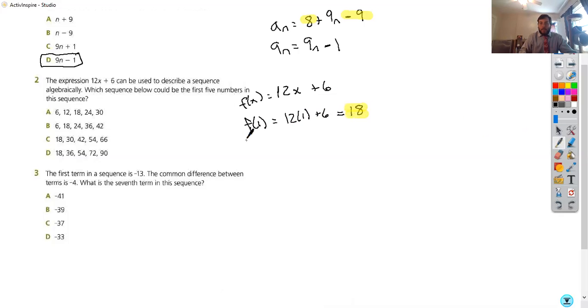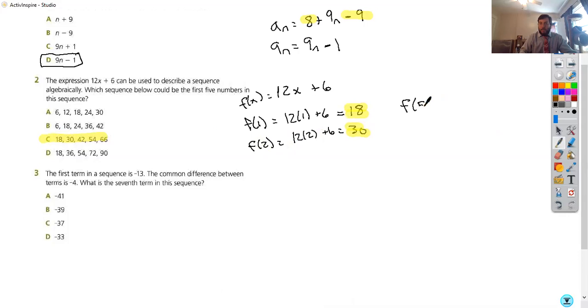Now, if we want to find the second term, we take that same formula and we substitute in 2. So f of 2 equals 12 times 2 plus 6. 12 times 2 is 24. 24 plus 6 is 30. So our second term is 30. So right away, we can see that our answer is going to be choice C here, right? Because that's the only one that starts with 18 and then 30. But let's pick just another one in here. Let's go for the 5th term and make sure it adds up to 66 here.